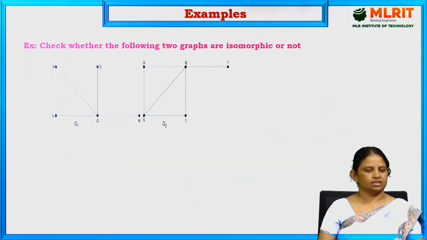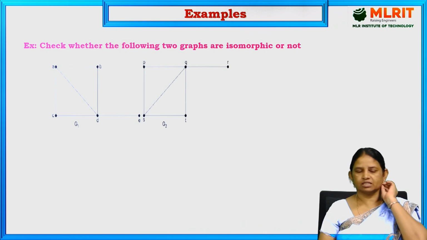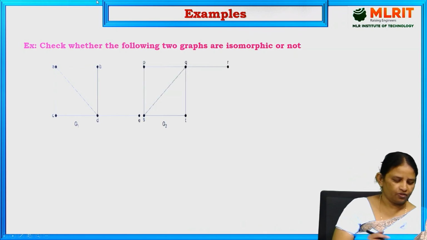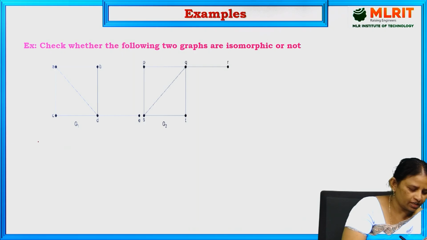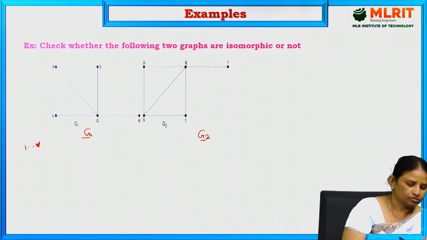Next, check whether the following two graphs are isomorphic or not. We'll consider step by step. Step 1. So, in the case of the first one is vertices. So this is G1, and second one is G2. How many vertices? A, B, C, D, E. Total 5 vertices.